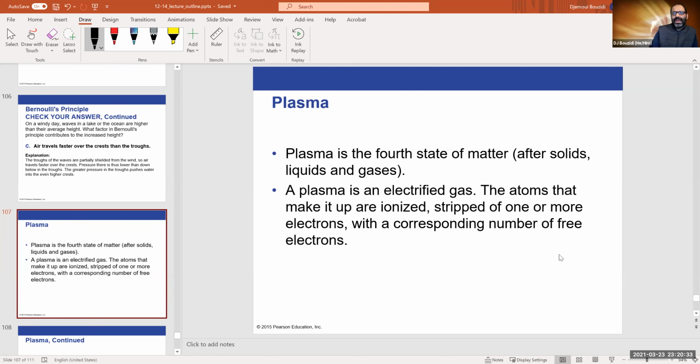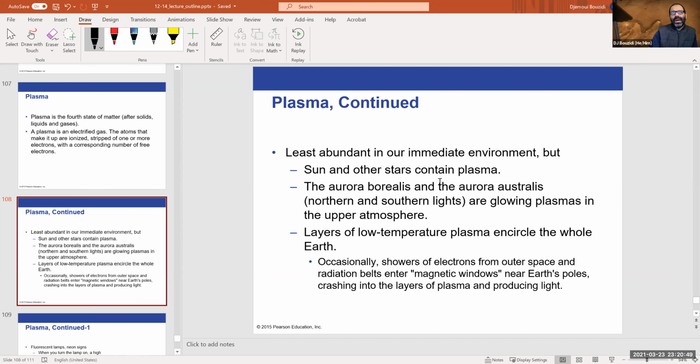So this is basically what one of you guys mentioned, in terms of the fact that it exists in the sun and the flames and a lot of other forms of matter because of the ionization. The sun and other stars contain plasma. The aurora borealis and australis are both examples of plasma, because extremely highly charged particles come from the solar wind.